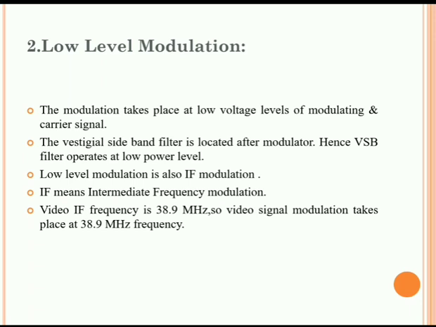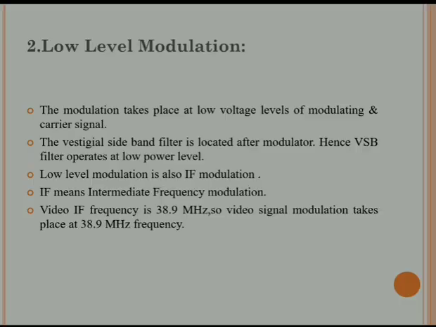Low level modulation is also IF modulation. As I told before, IF is nothing but intermediate frequency modulation. You can call it low level modulation or intermediate frequency modulation. The video IF frequency is 38.9 megahertz, so video signal modulation takes place at 38.9 megahertz.